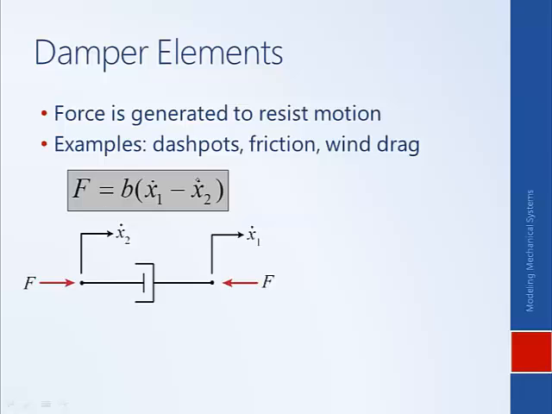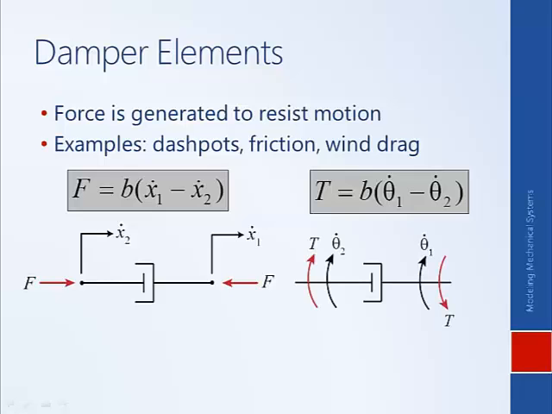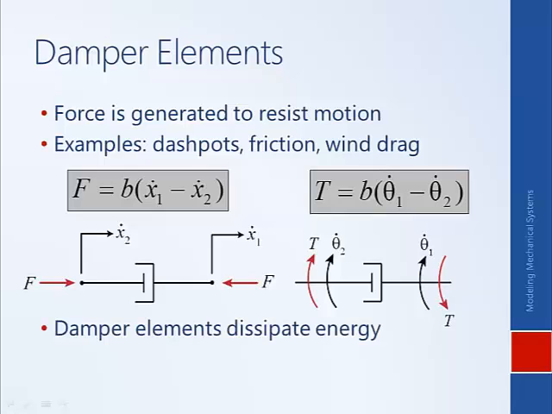The force generated is proportional, where B is a proportionality constant, to the difference in velocity of the one end and the other end. You can imagine if the two ends were moving together with the same velocity, there would be no resistance generated. In essence, the plunger and the fluid would be moving together. You only generate resistance when you try and pull the plunger through the fluid. Analogously, we have a rotational version of the dashpot where the torque is generated such that it's proportional to the relative angular velocities of the two ends. Again, thinking about how energy relates to a damper element: a damper dissipates energy, so it doesn't store energy, which is different than the inertia elements and the spring elements.